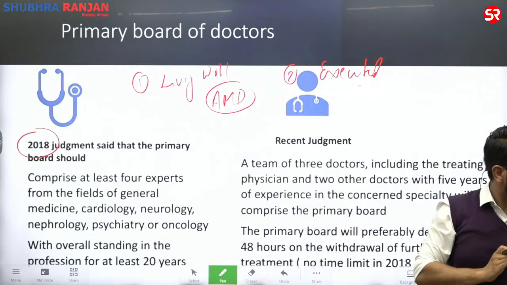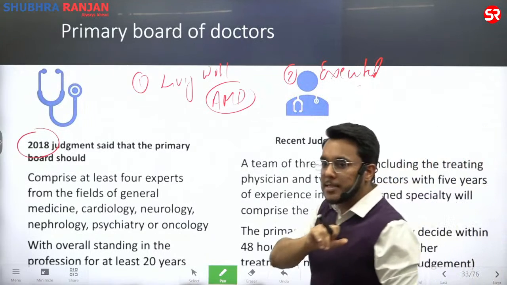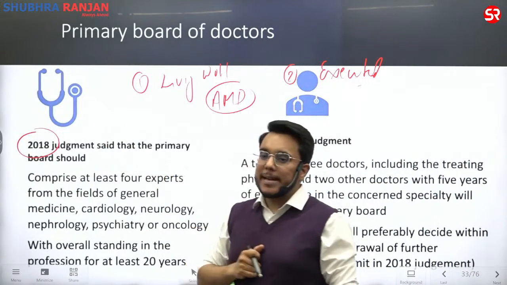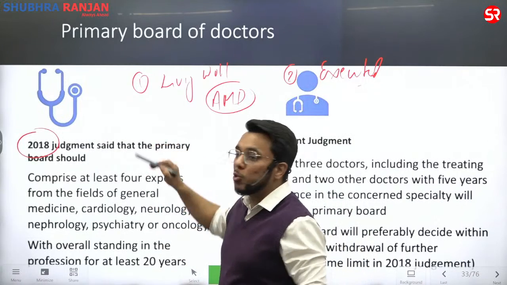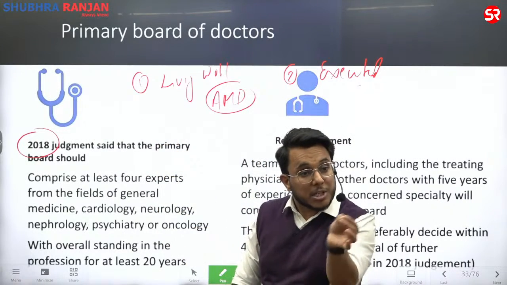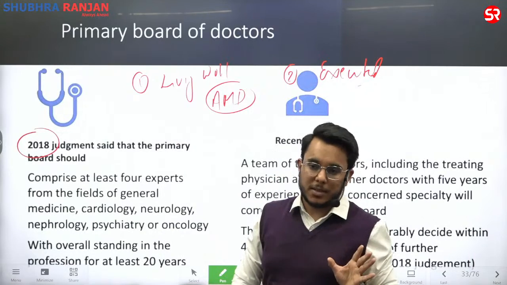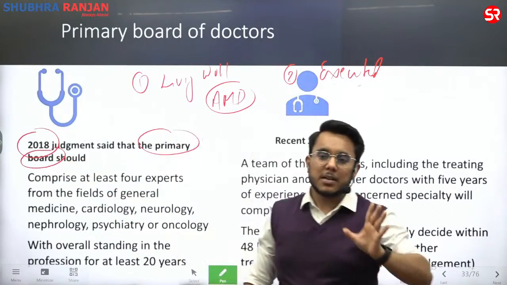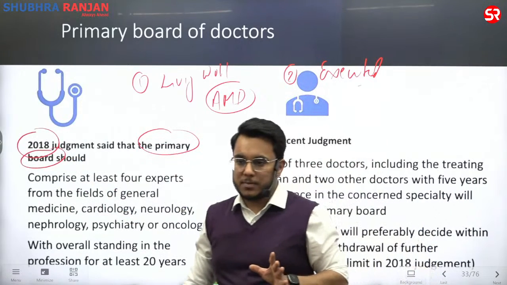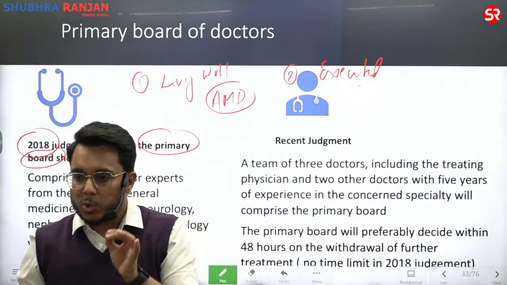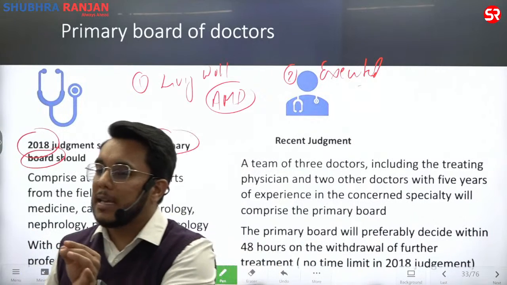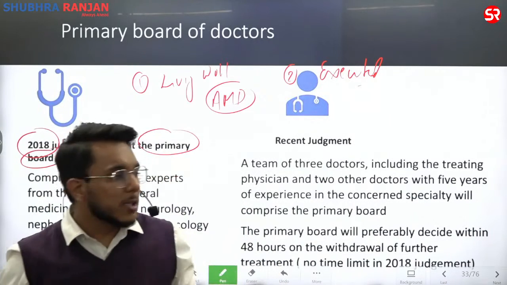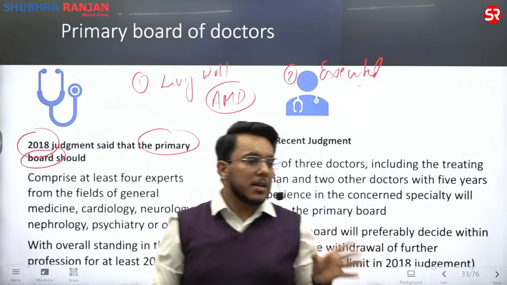Second step ye. Now when that has to be executed, the 2018 judgment provided that there will be two boards which will give the permission for the execution of this living will. There will be a primary board and then there will be a secondary board. Samajh mein aa raha hai ya nahi aa raha? So living will jo hai usko execute karne ke liye fir aapko kahan jana padega? There needs to be a primary board and a secondary board.